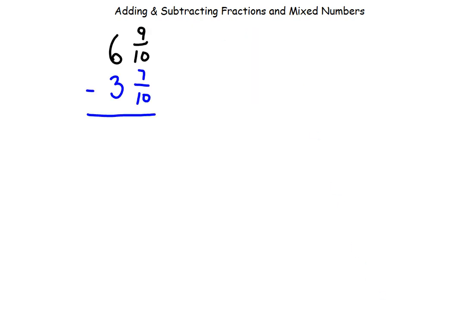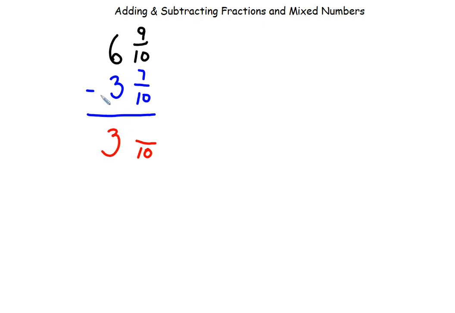Let's now take a look at an example of subtracting mixed numbers. And a mixed number, just as a review, is when you have a whole number and a fraction. So you have 6 wholes of something in this case and 9/10 of the next whole. So 6 and 9/10 minus 3 and 7/10. Again, our denominators are the same, so I know that my answer is going to be in pieces of 10. So the first thing I need to do is subtract the whole number. 6 take away 3 is 3.